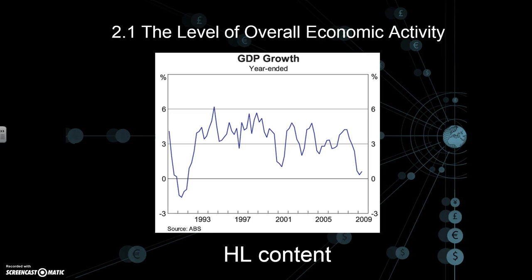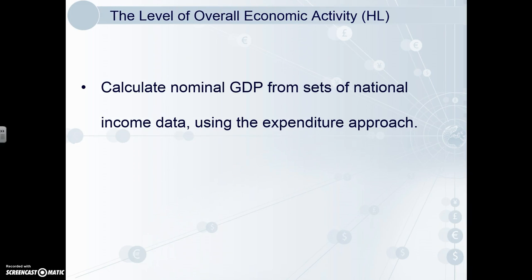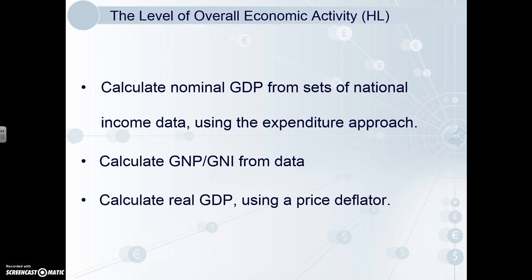Today we are looking at the HL section of 2.1, the level of overall economic activity. We have three things to get through. That is, calculate nominal GDP from sets of national income data using the expenditure approach, calculate GNP/GNI from data, and calculate real GDP using the price deflator. None of this is overly difficult, but again, I must stress that students get these wrong in exams, so don't be one of these students.